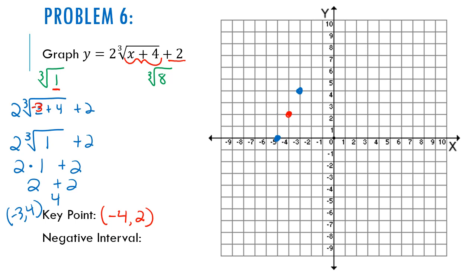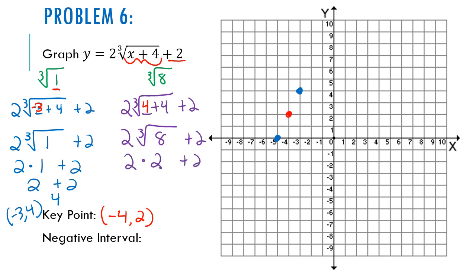Now I'm going to go ahead and do the same thing for the cube root of 8. So we've got to figure out some number plus 4 that would equal 8. That would be a 4. So 2 cube root 4 plus 4 is 8. The cube root of 8 is 2. Don't forget your 2 in front. 2 times 2 is 4. Plus 2 is 6. So that coordinate is going to be 4, 6.